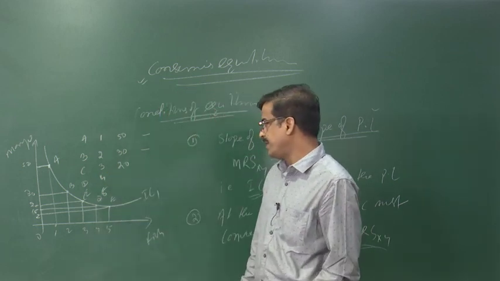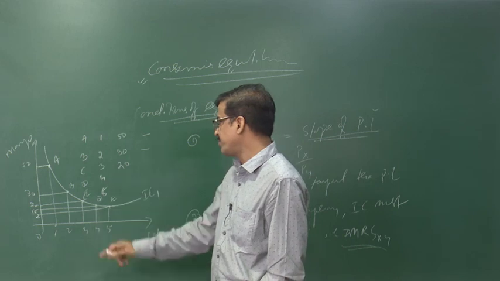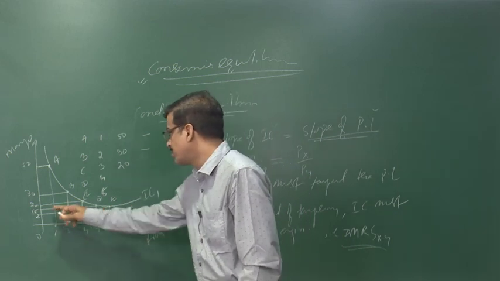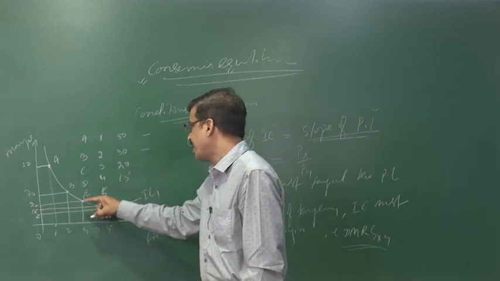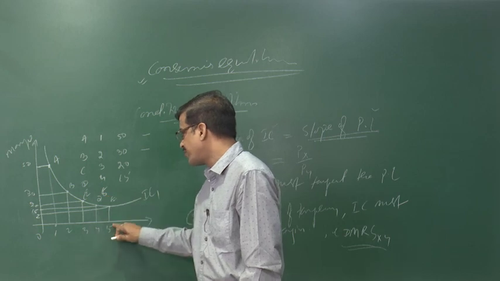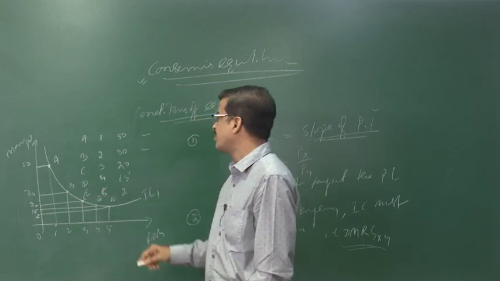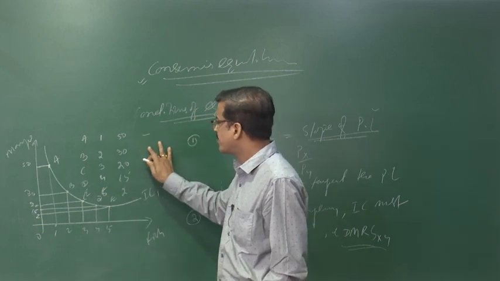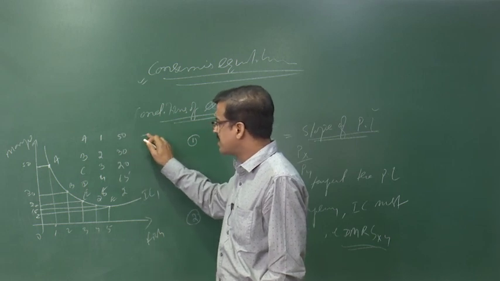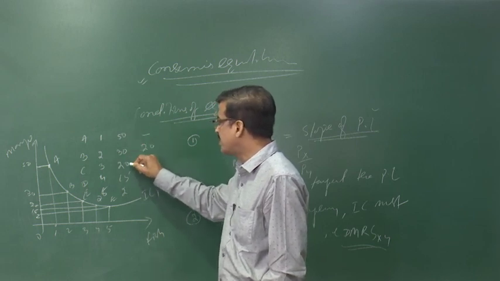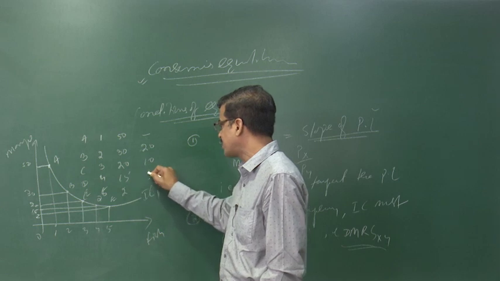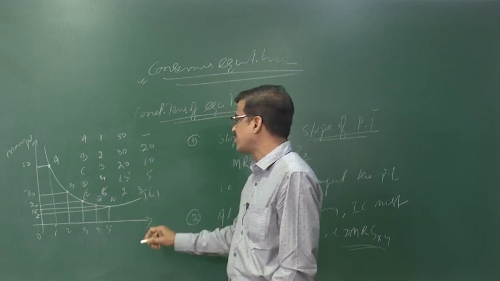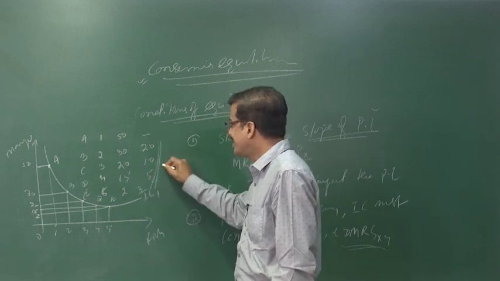So at the point D, we purchase 4 units of fish and 15 units of mango, and here at the point E, 5 units of fish and 2 units of mango. Mark it: how much do you have to sacrifice? Initially nothing is there, first we have to sacrifice 20, next we have to sacrifice 10, next we have to sacrifice 5, next we have to sacrifice 3. So what do you find? It is diminishing.